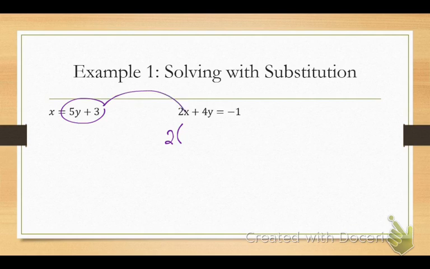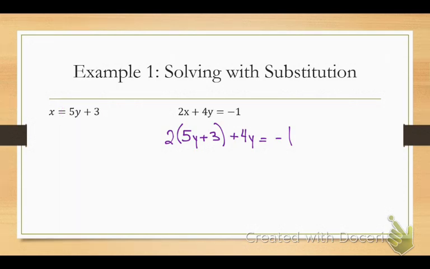Now I plug in this for the x: 5y plus 3. Now I bring down the rest of the equation, plus 4y equals -1. Okay? All right, so now what do you think you're going to do? Distribute. 2 times 5y, 10y. What's 2 times 3? 6. Plus 4y equals -1.